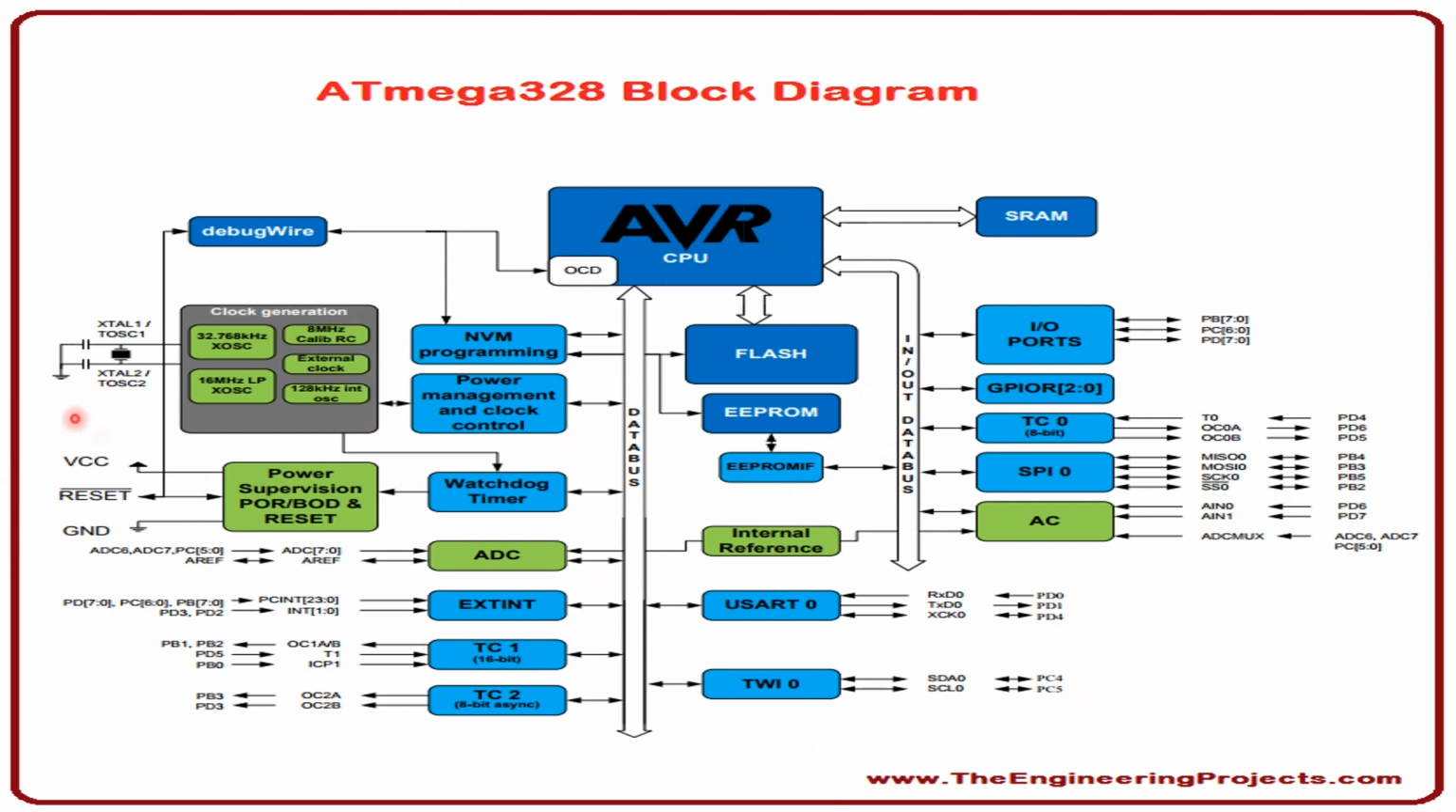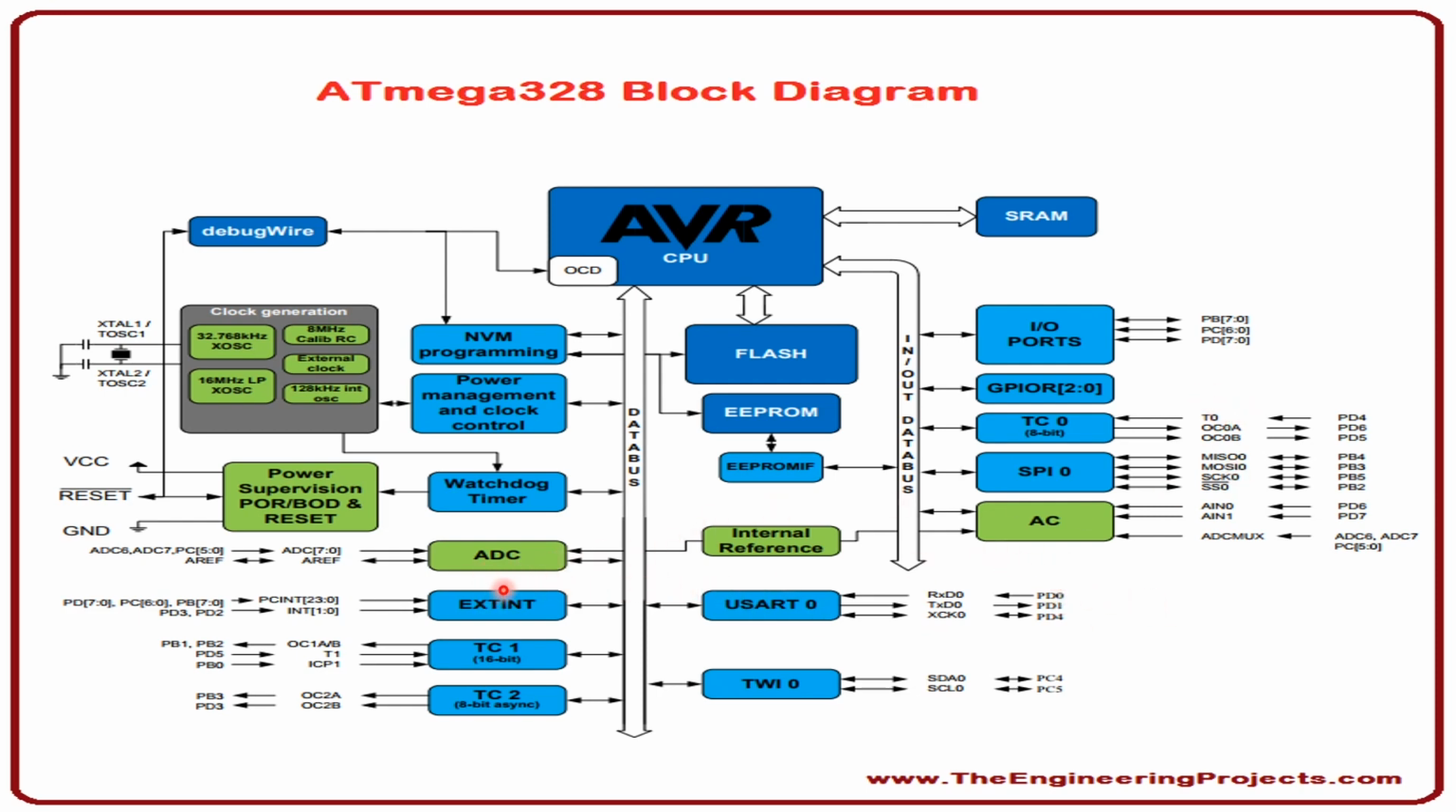So the power supervision, BOD, and reset is a very important block of this entire microcontroller, because the BOD generally monitors the entire power supply level for this board, and when a voltage level below a certain threshold is fed to this microcontroller, it generally turns off or resets the entire microcontroller to avoid any malfunctions. Again, we have the ADC and AC.